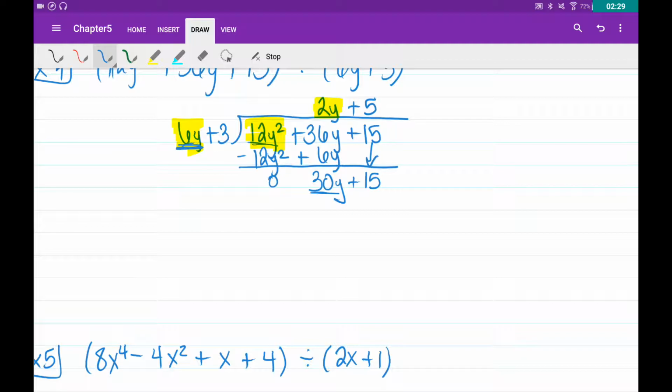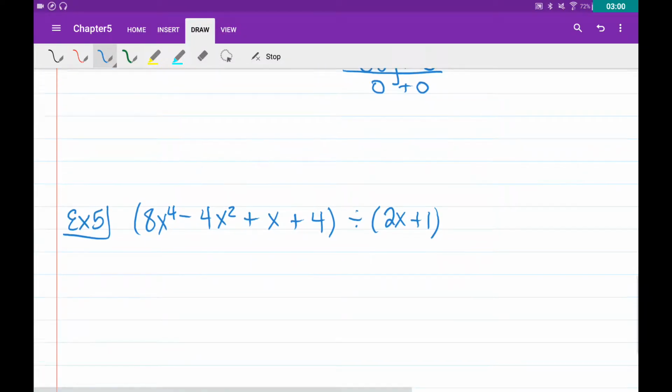And since there's only a y here by the 6y, and a y there, there's no other y's to be multiplied. So take 5 times 6y, that's 30y. And 5 times 3 is 15. Subtract, and I get 0 and 0. So there's no remainder, so 2y plus 5 is my answer. Okay, and again, you can always go back and rewatch this if you need to go through stuff and see where I went through. So just take your time.